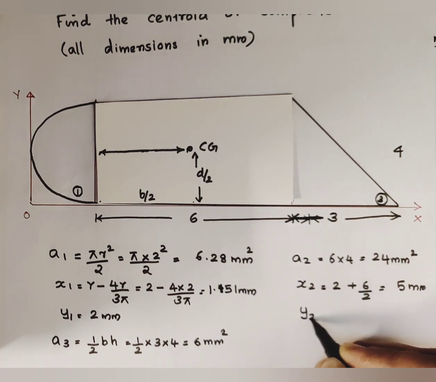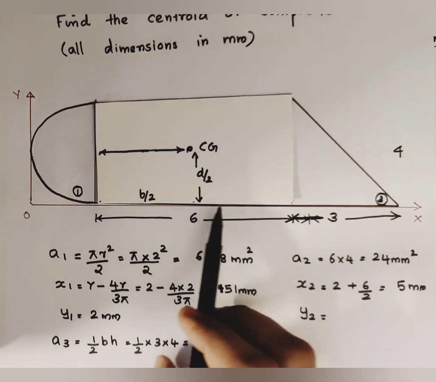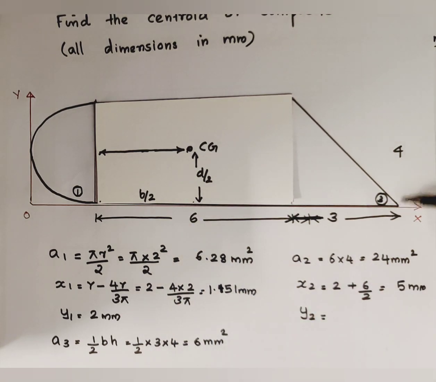Next is y2, the distance of the centroid from the OX axis, which is equal to d by 2. The total depth of the rectangle is 4, so 4 by 2 is equal to 2 millimeter.